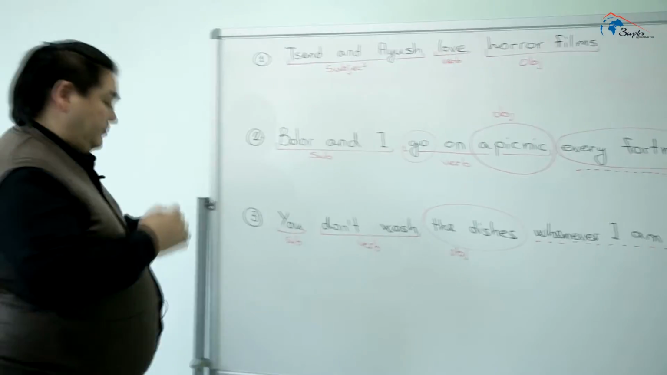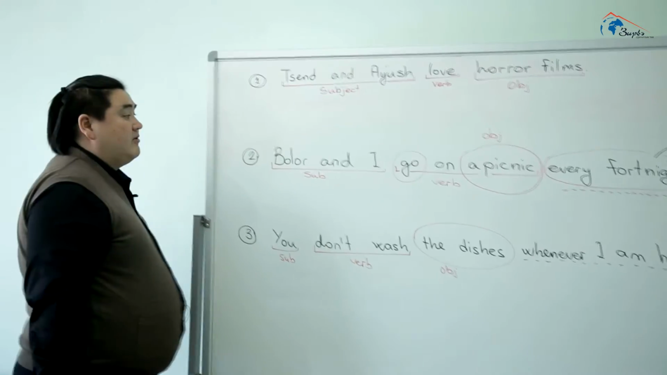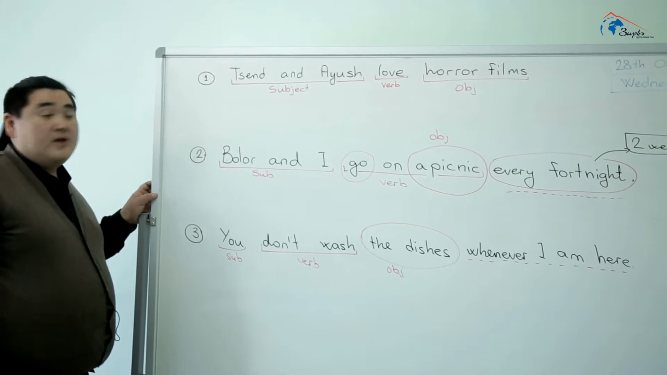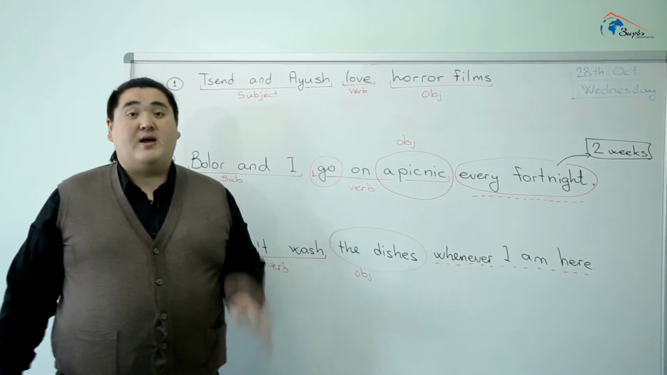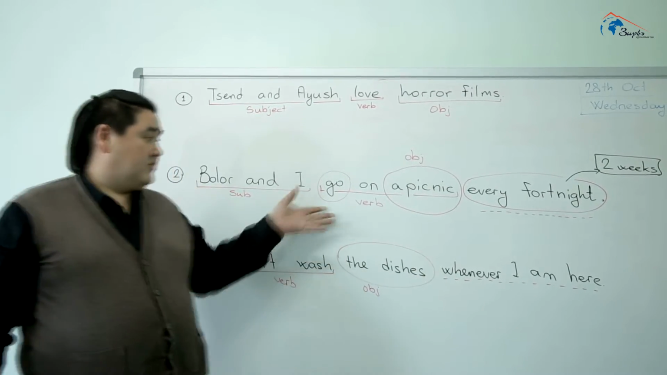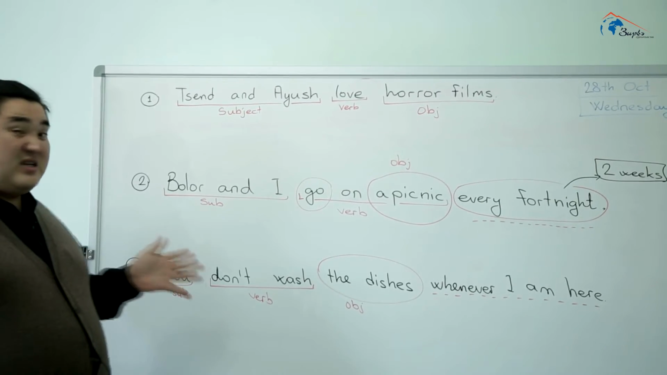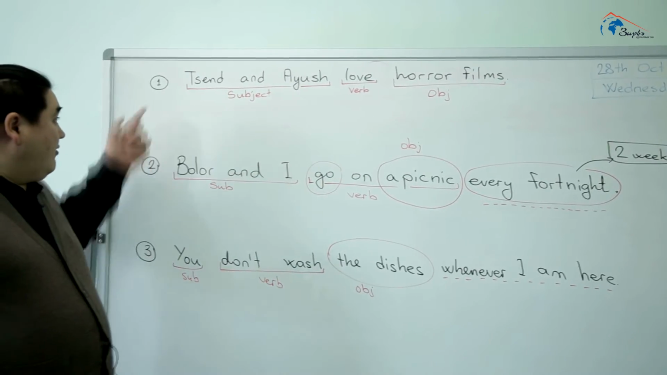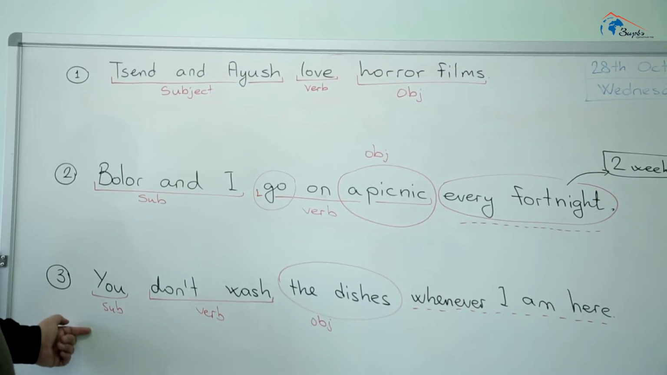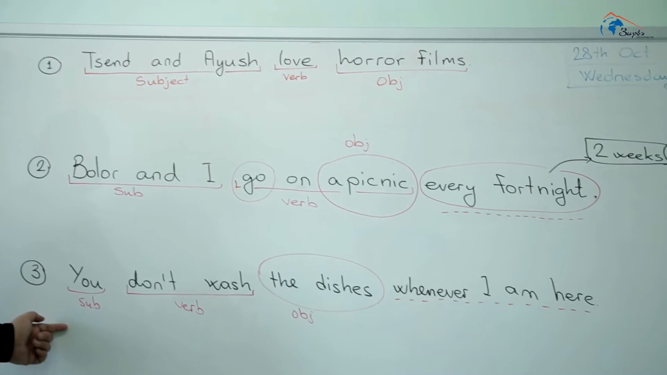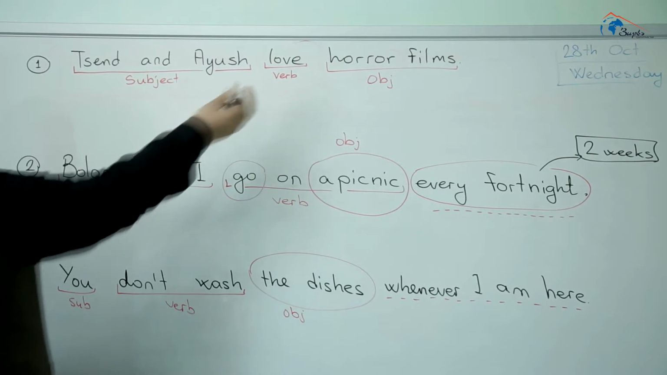Okay, now the most difficult sentence here is this one, because we have got go on a picnic, a phrasal verb. I have to explain it to you in another lesson, but it's going to be easy enough now. The first and third sentences are very easy. You can do them on your own, I hope. Now, I'm going to do it for you.